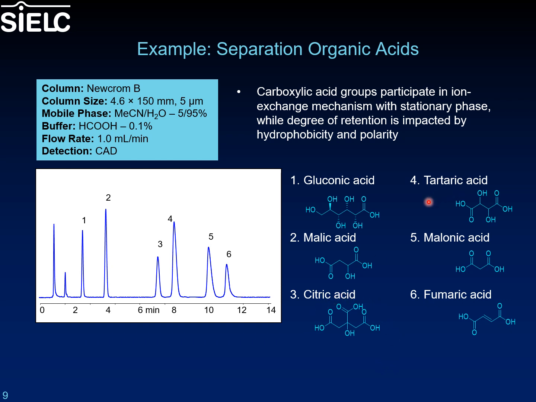Tartaric acid is the next compound to elute. It only contains two carboxylic acid groups and two hydroxyl groups on the chain linkages between them. Malonic acid elutes next, and it contains no hydroxyl groups outside of the two carboxylic acid groups. And then finally, fumaric acid is the last compound to elute, given that it not only doesn't contain any hydroxyl groups, but it also contains now an alkene between its two ionizing carboxylic acid groups, effectively restricting the carboxylic acid groups in their geometry.